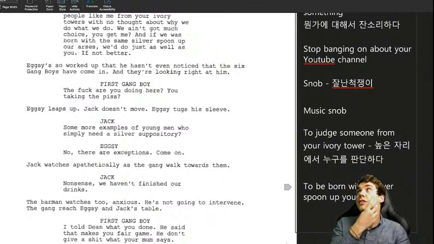Silver spoon. I can't remember what silver is.